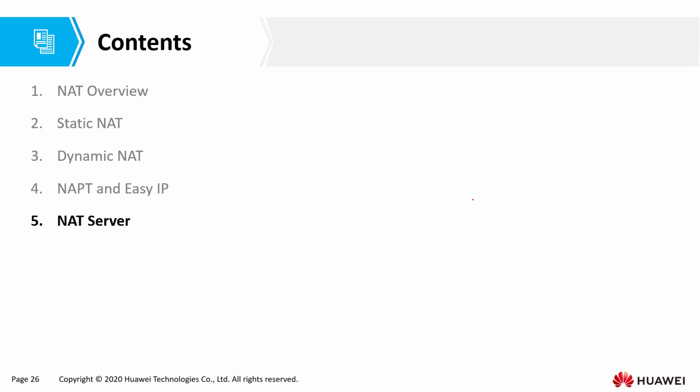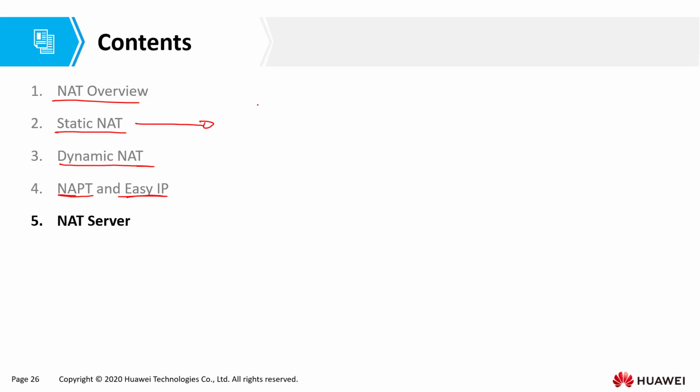So in a previous video on network address translation, I discussed network address and port translation and also introduced EasyIP. We also talked about, in other videos, dynamic NAT, static NAT, and the general overview of network address translation. Now I need to give a quick review of these before starting to talk about NAT server.